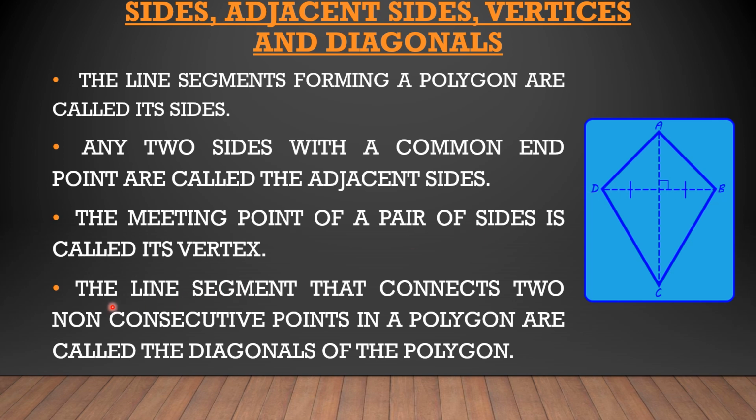So understand this definition: the line segment that connects two non-consecutive points in a polygon is called a diagonal of the polygon. So here the first diagonal is AC and the second diagonal is DB. So in a four-sided polygon, we have two diagonals, AC and DB.